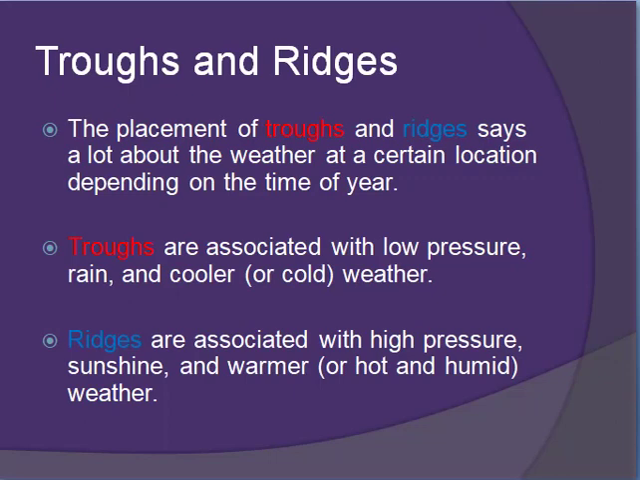When we talk about troughs, we're talking about areas of relatively low pressure, which would feature any kind of precipitation or more unsettled weather. We're also looking for cooler conditions. And when we look for ridges, it's really just the opposite. We're looking for areas of higher pressure, so more dry weather, sunny days, and we're also looking for warmer weather or hot and humid weather, depending on the time of year.